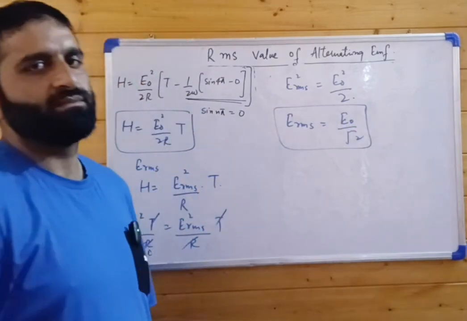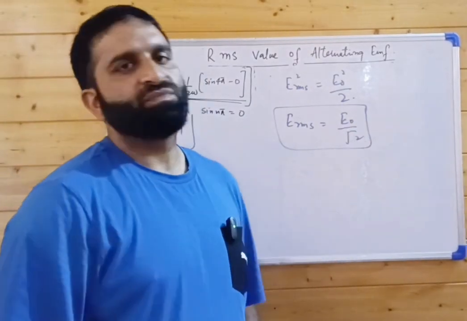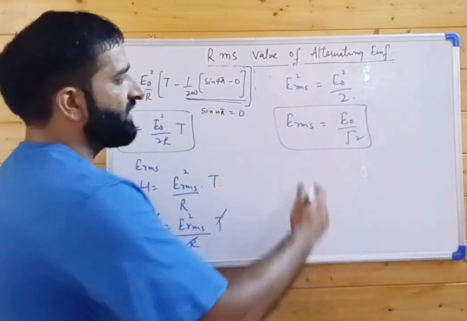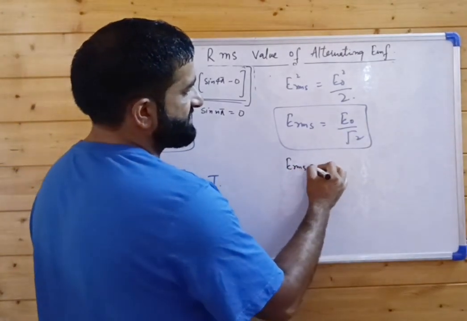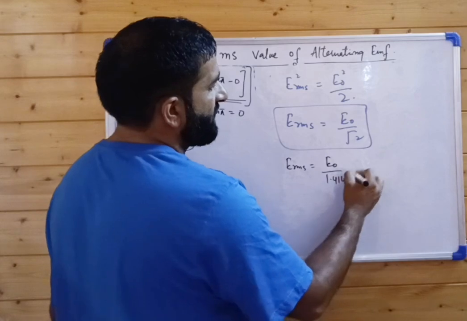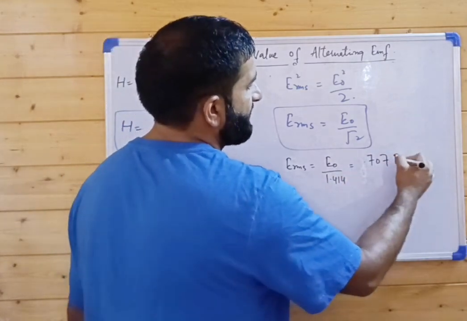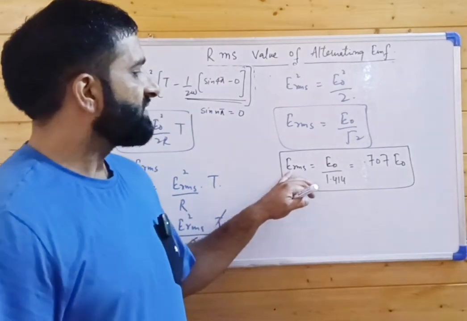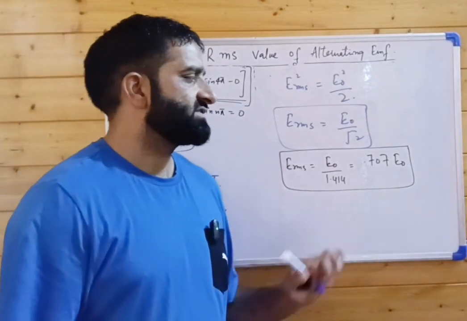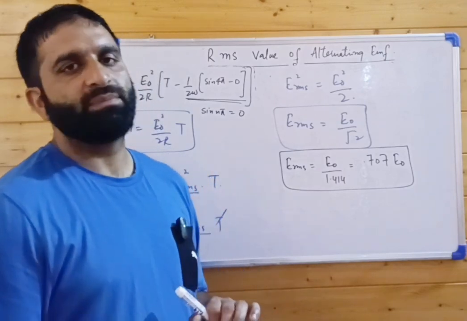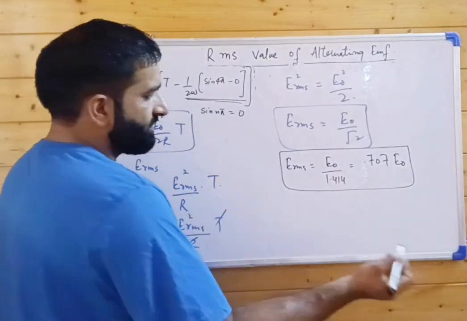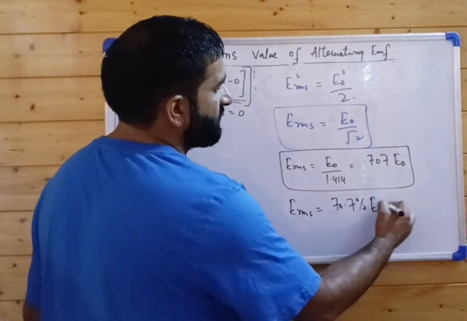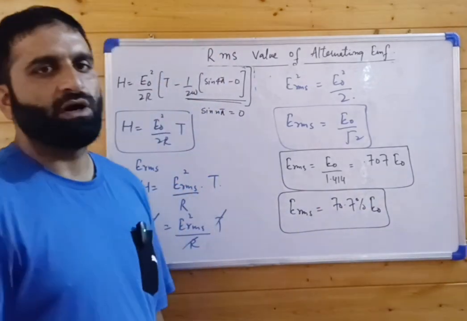So, the value of ERMS is 1 by root 2 times the peak value of the AC or amplitude of the AC voltage or EMF. Now, taking magnitude wise, we have ERMS equal to E0 divided by 1.414, that is equal to 0.707 E0. So, the ERMS value or RMS value of the alternating voltage or EMF is equal to 0.707 times the peak value, that is the amplitude of the AC, that is E0. Also, taking percentage wise, ERMS is equal to 70.7% of the peak value or the amplitude of the AC voltage or EMF.